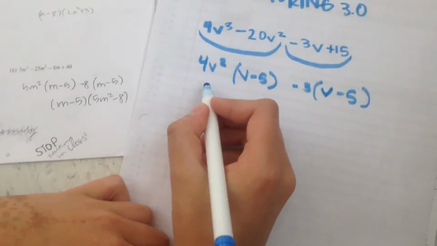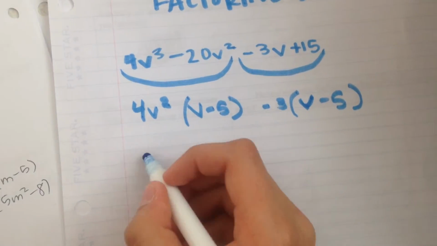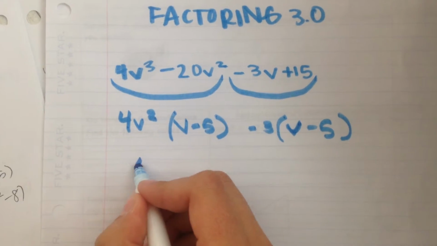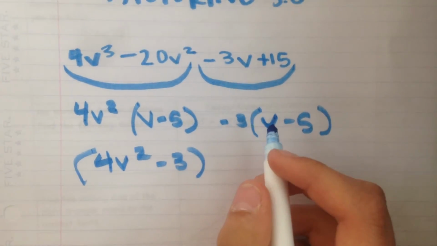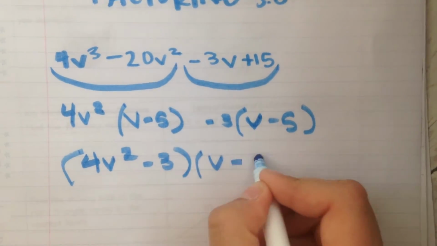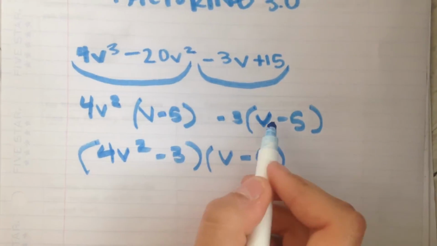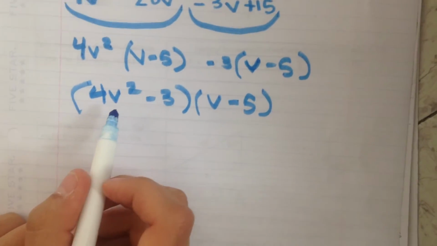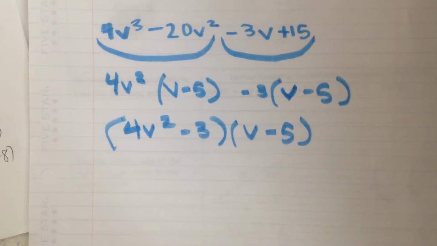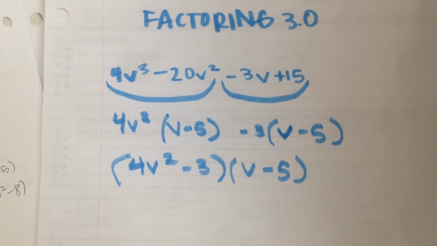Okay, and then we're going to take the 4v squared and the negative 3 as 4v squared minus 3. And that's going to be our first parentheses. The second parentheses is going to be our v minus 5. As you can see, we got that from both of these. So, that is how you factor from 4 given parts. Factoring 3.0.